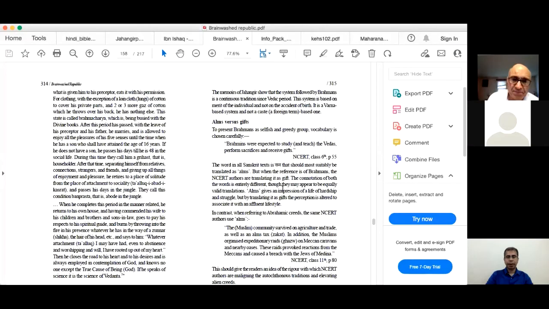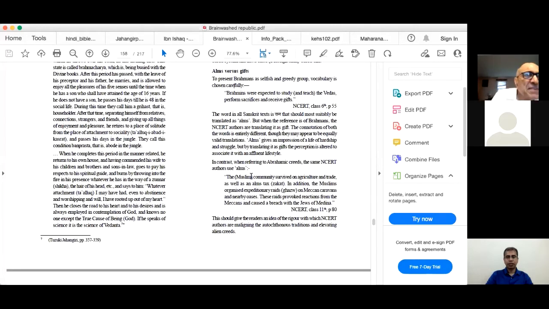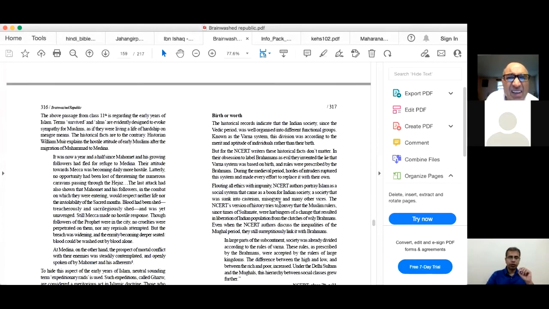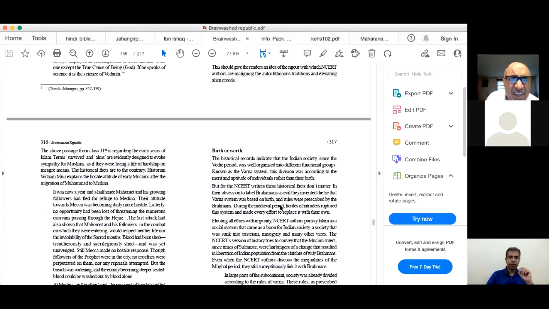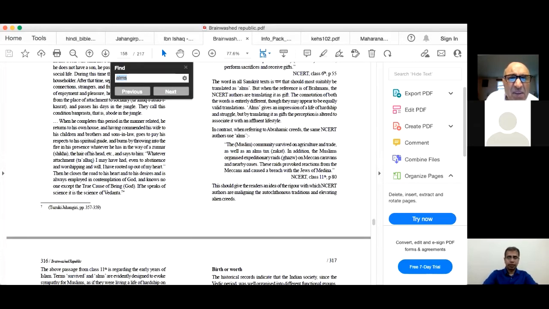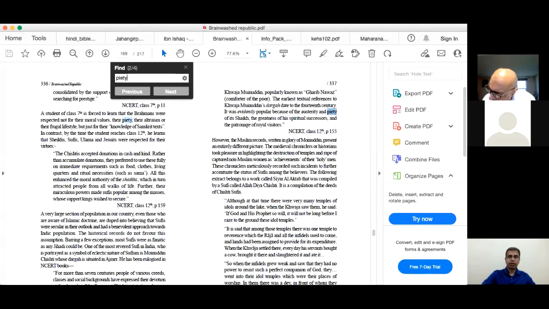Okay, now see here. When it comes to Muslims, the Muslim community survived on agriculture and trade, as well as alms tax, zakat. In addition, the Muslims organized... okay, just a minute. Let me find that exact quote where it is. Yes, here it is.